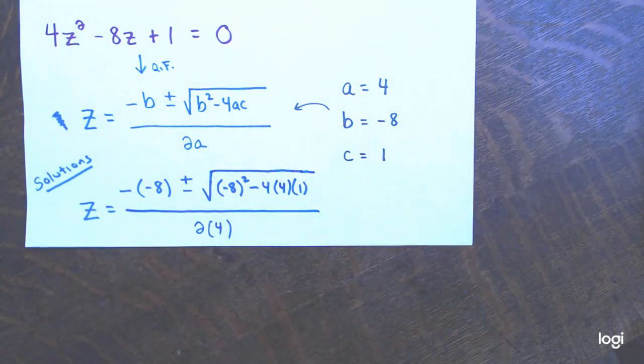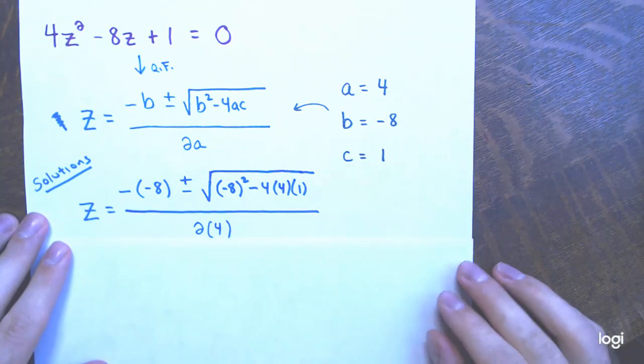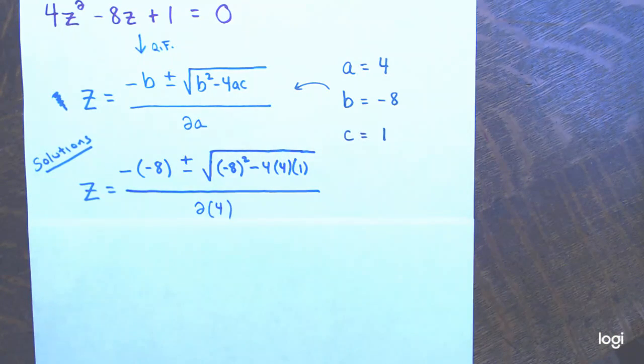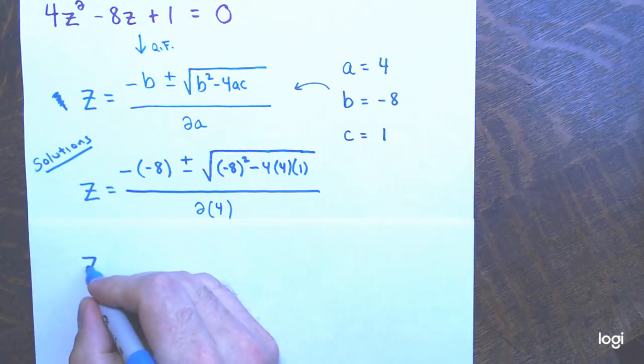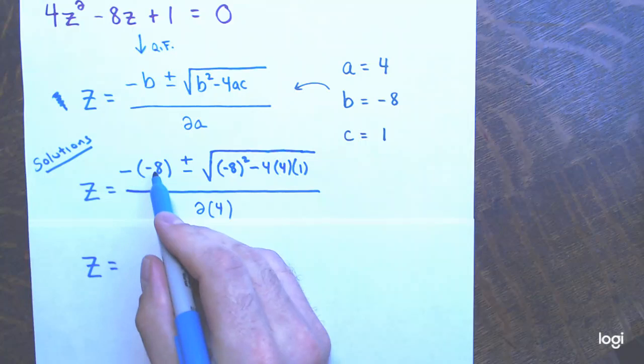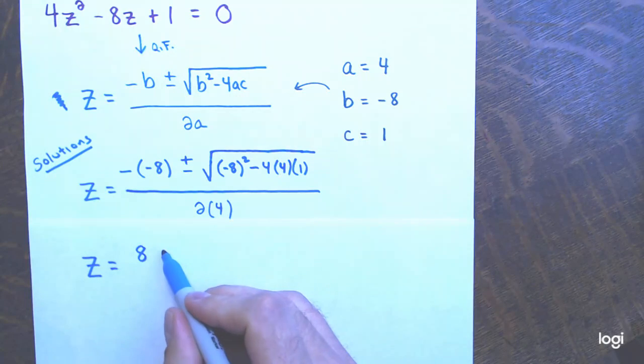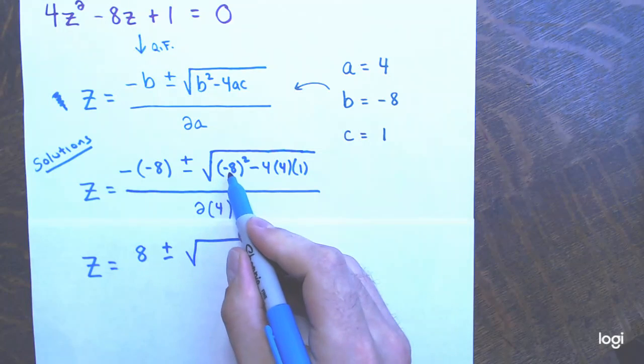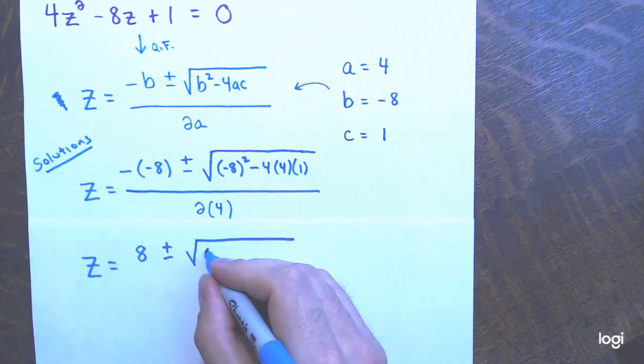So I put it in standard form, identified the coefficients A, B, and C, and plugged them into the formula. Now we simplify. So the values of z: the opposite of negative 8 is positive 8. We have plus or minus the square root of negative 8 to the second power, which is 64.